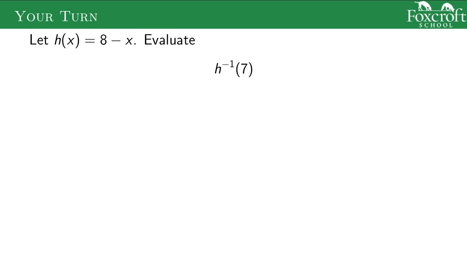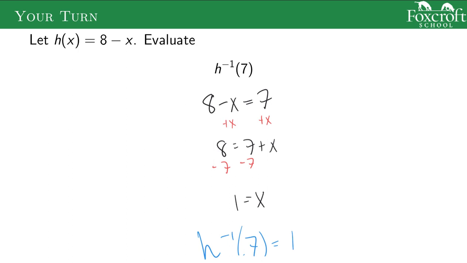h of x is 8 minus x. Find h inverse of 7. All right, I'll show you the answer in 3, 2, 1. And the answer is 1. h inverse of 7 is 1. I did it similar to the last example. This is y, and this is also y, so they're equal to each other. Solve that equation, and you get 1 for your answer.